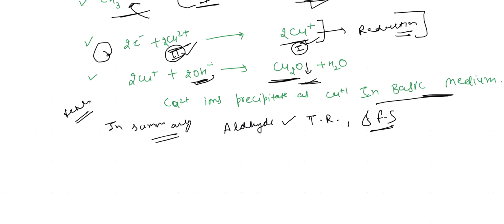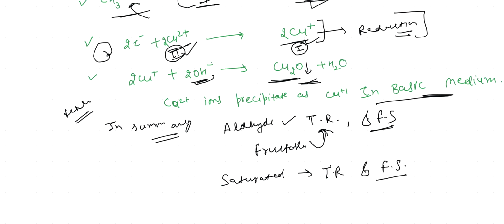Only one ketone, which is fructose, can give the Tollens reagent test. Clear? Okay. Then the aldehyde which is saturated gives both the Tollens reagent test as well as the Fehling solution test. But the aromatic aldehyde only gives the Tollens reagent test positive. So this is in the summary.